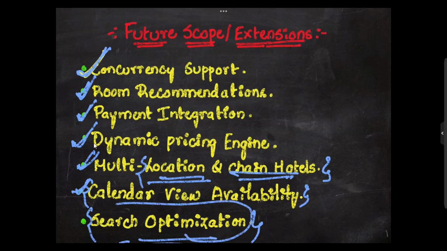So just try to implement at least this one within the code, right? These are the future scope or extensions that we need to keep in mind before writing the code. We have already written the code, and these things we have to keep in mind. So we have successfully solved the problem, the hotel booking system, right? So this is it.